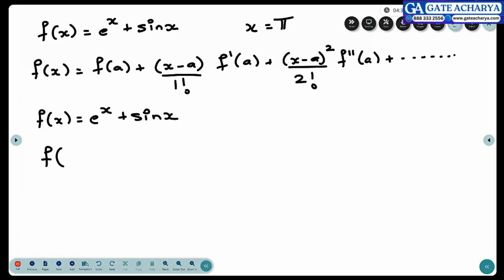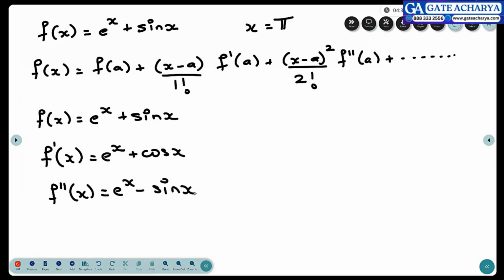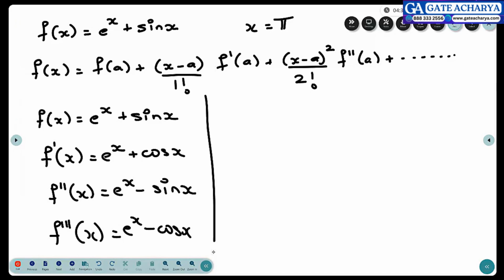Before doing that, what is f dash of x? f double dash of x is e power x minus sin x. Next, f triple dash of x is e power x minus... I think this will be sufficient. If not, we'll check later on. Okay, what is f of pi? What is the question actually?